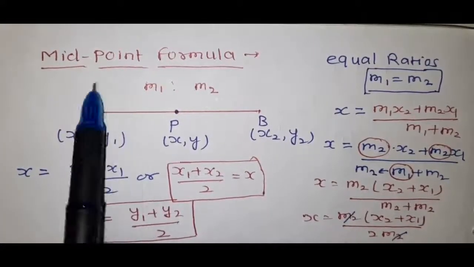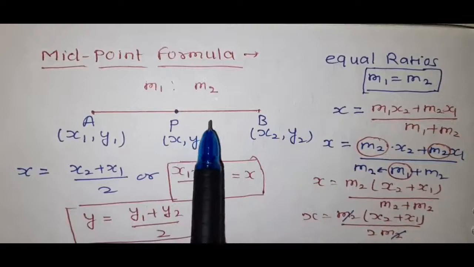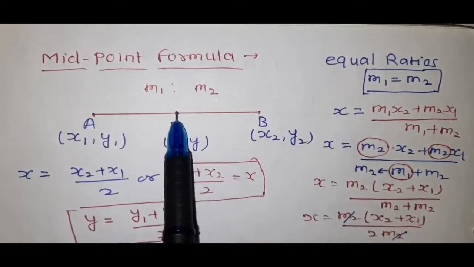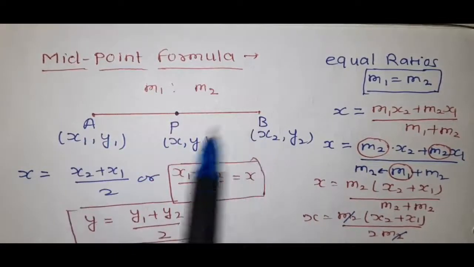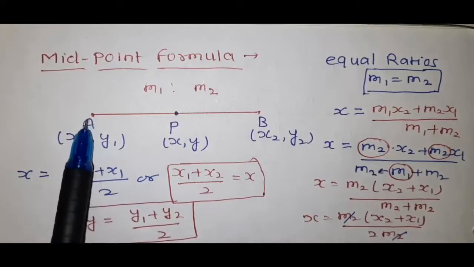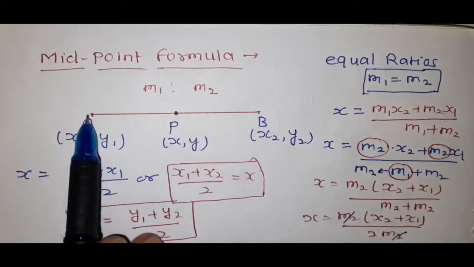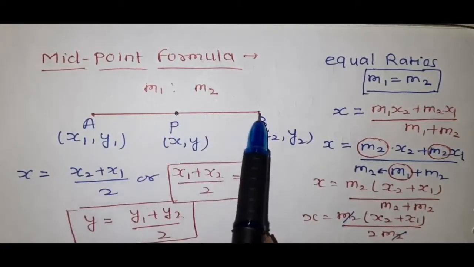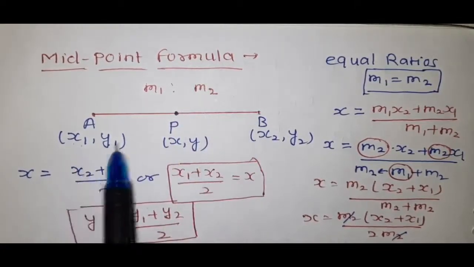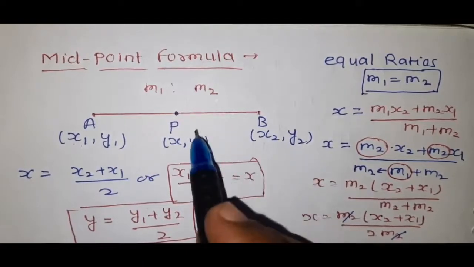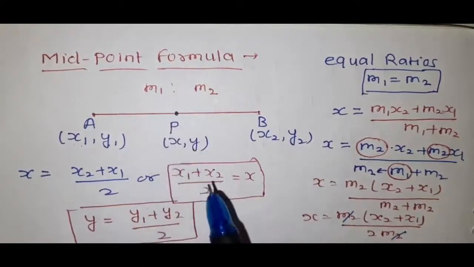So here we have the midpoint formula. This formula is very helpful to find the midpoint between any two points. Suppose the same condition takes place as in the section formula. The line segment joining the points A and B, whose coordinates x1, y1, x2, y2 are given, and the ratio m1 is to m2 also will be there.